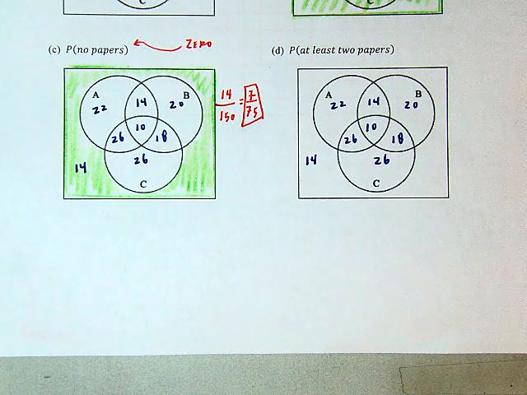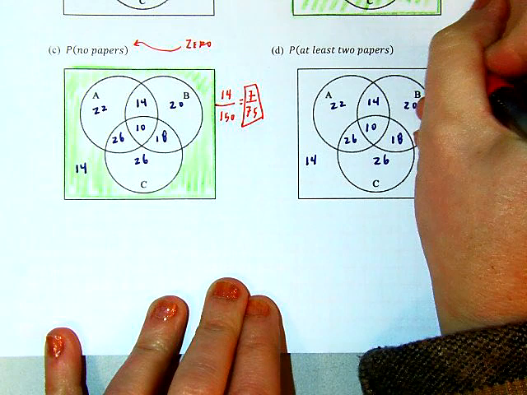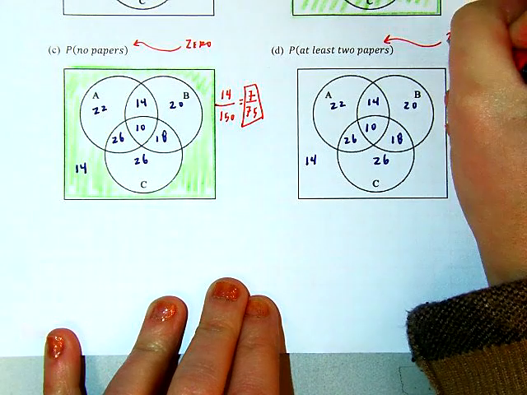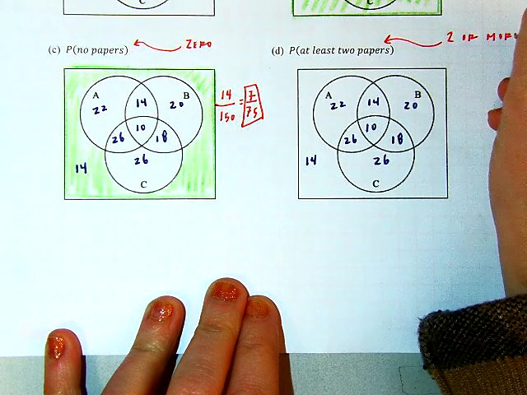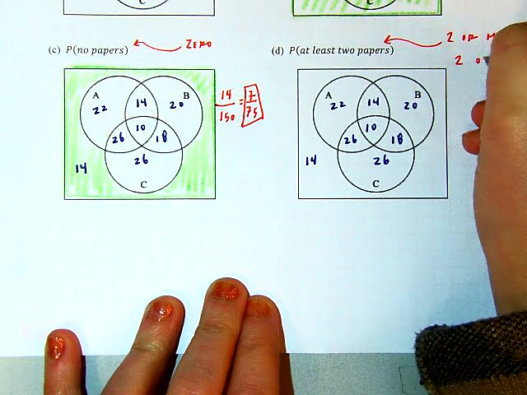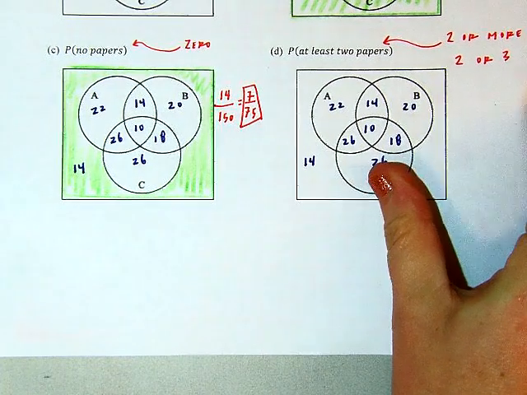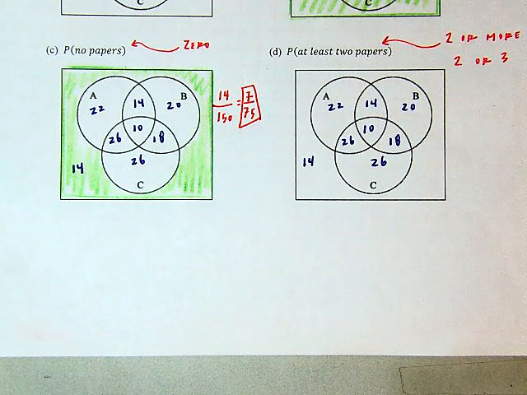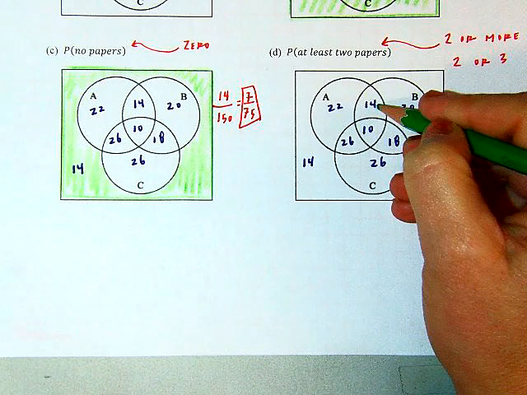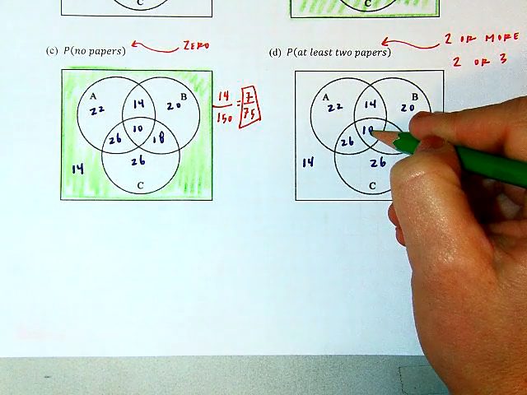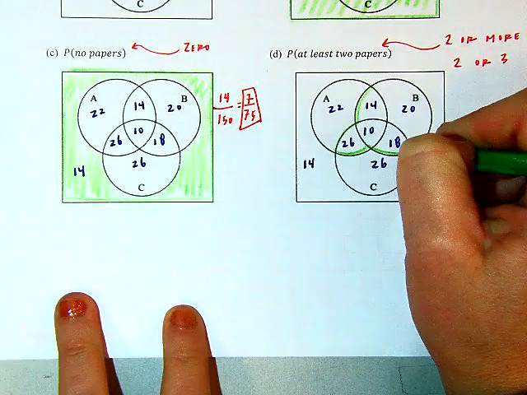Okay, and then lastly, at least 2 papers. So that means 2 or more, which in this case means 2 or 3. Okay, so 2 or more, 2 or 3. So here we're looking at those that read exactly 2 would be in these 3 spaces. This 10 reads all 3. So I'm scooping up these guys in that middle portion.